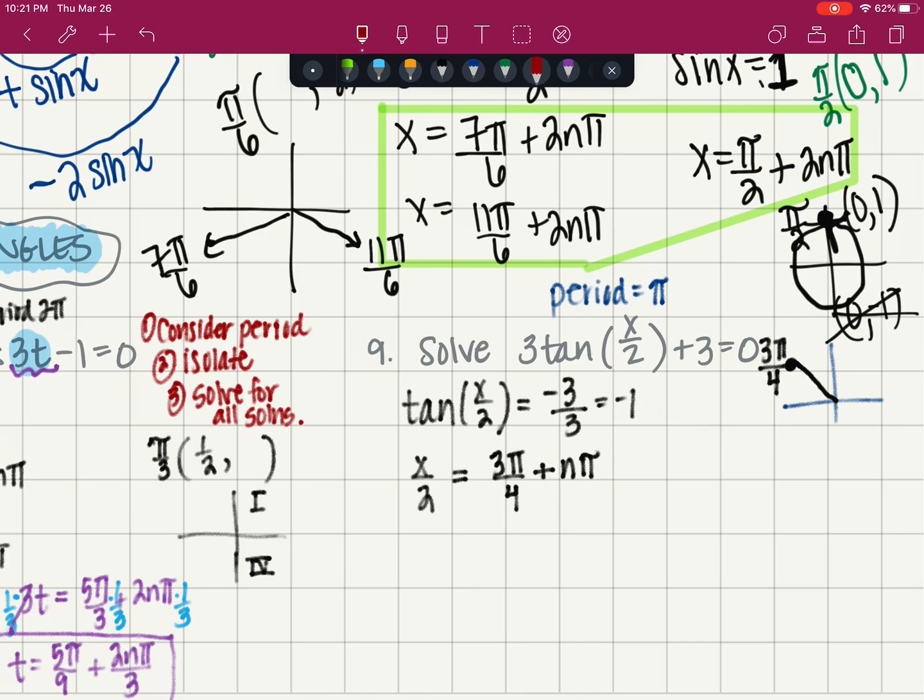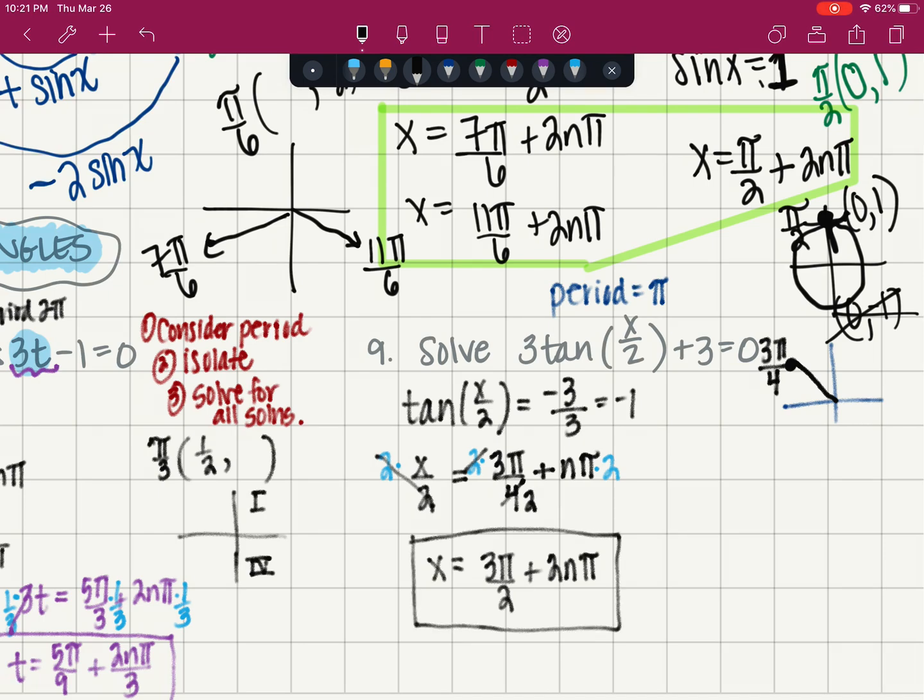Now I'm going to multiply each term by 2 so that I can solve for 1x. So that's going to give me x equals 3 pi over 2 plus 2n pi. So there's our infinite number of solutions. So that's how you solve for a multiple angle.